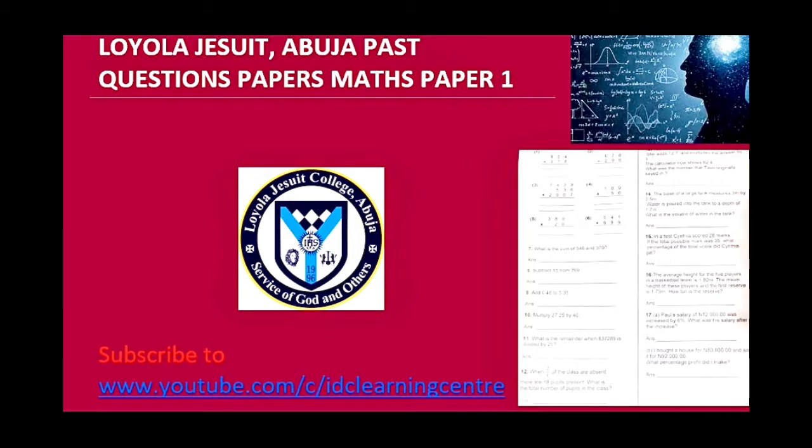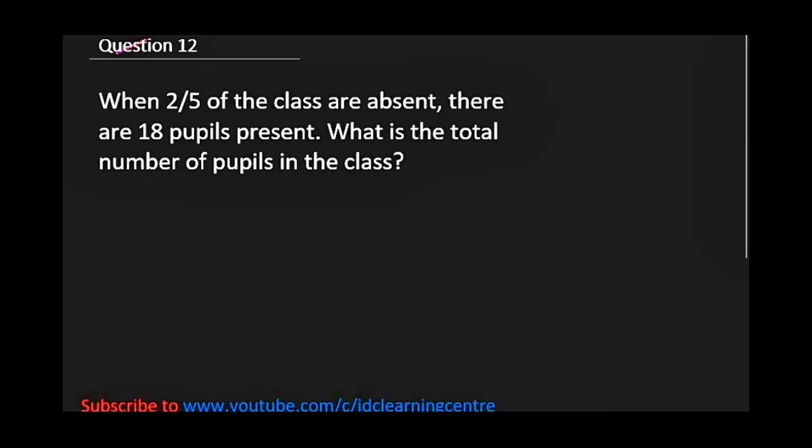In today's video, we will be looking at Loyola Jesuit Abuja past question papers, maths paper 1. A lot of people specifically requested that I do this video, and here we go. Now you can see a sample on the screen. So I'm going to start from question 12, because questions 1 to 11 look very easy, just basic operations. Let's get started. Question 12, you can pick up your question paper and join me.